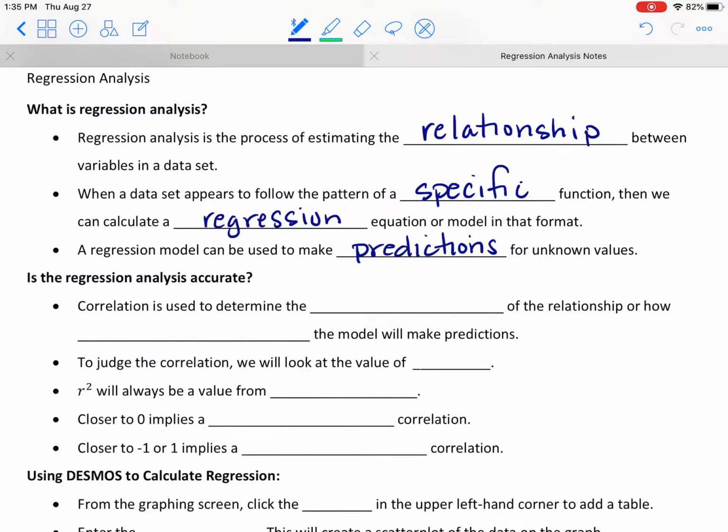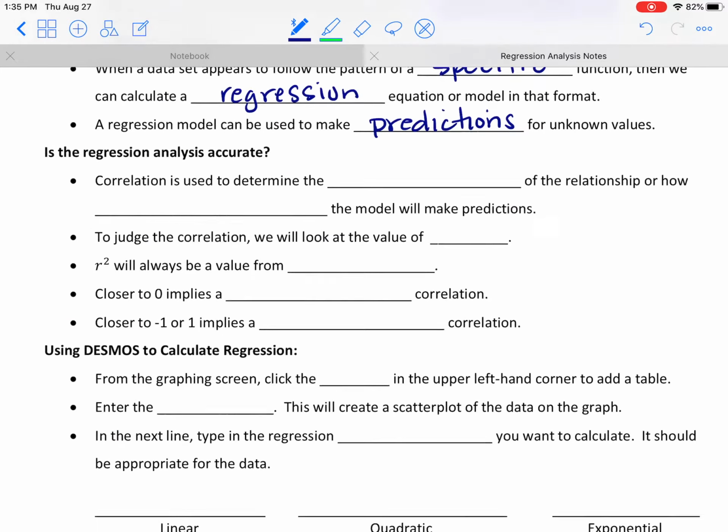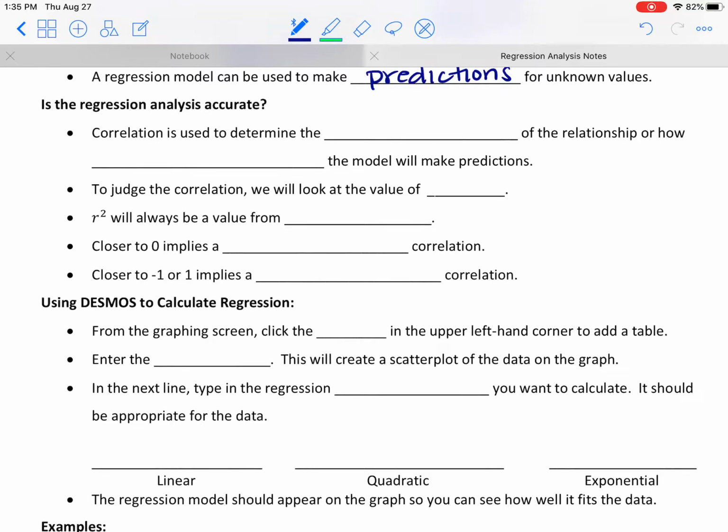So how do we know if the model is going to be good or not? How do we know if our regression analysis is accurate? Well, we have to look at something called correlation. So correlation is used to determine the strength of the relationship. How strong is the relationship? Not only how well do the points correlate to one another, but how well do they correlate to the model that you're calculating, the regression model. So it's going to tell you how accurately your model can be used to make predictions.